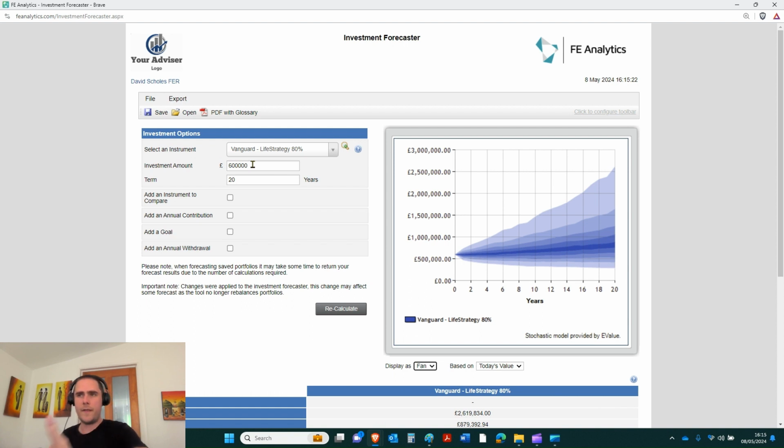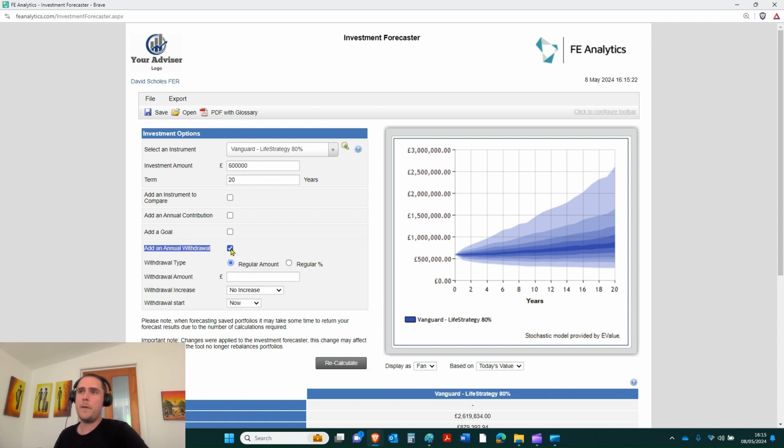Now, in reverse, if they were putting money in, you can just add an annual contribution and say, look, they're going to be contributing £500 a month, £1,000 a month, etc. Or in this case, this client's going to be taking a regular withdrawal from it. So I can do a regular amount or a percentage. This is going to be about £1,000 a month, so let's do £12,000 a year. I want that increasing at inflation or no increase. I want that annual withdrawal increasing by national earnings, or I can set my own percentage, but I'm just going to set it at inflation.